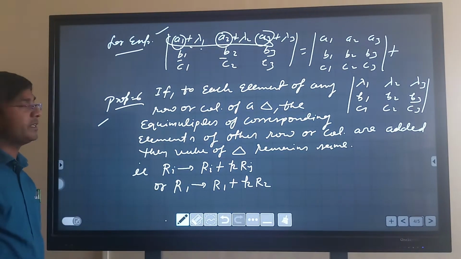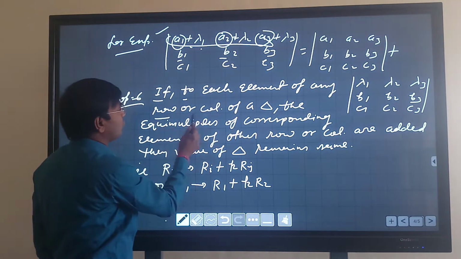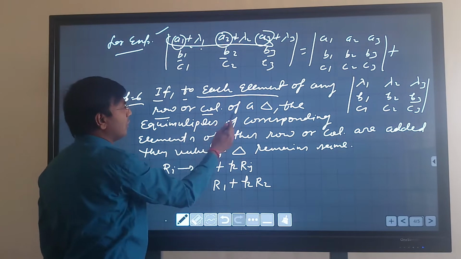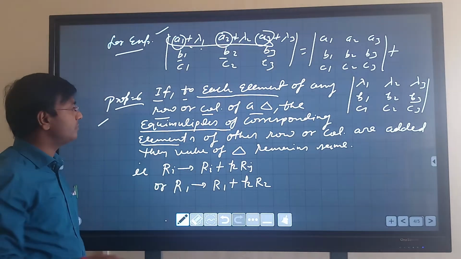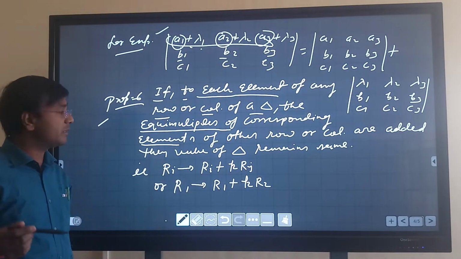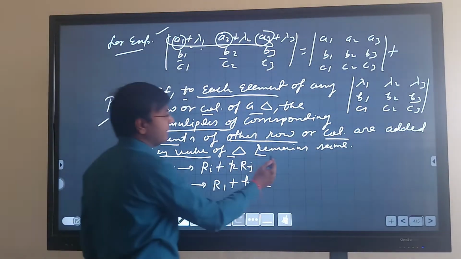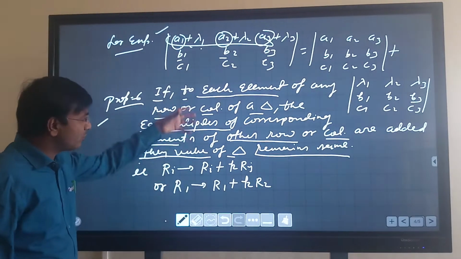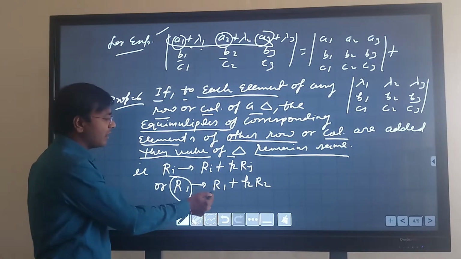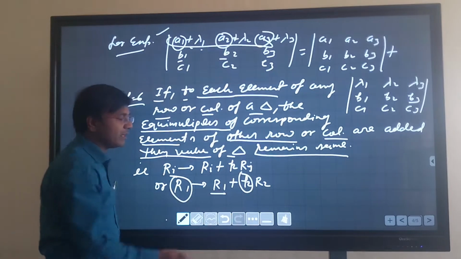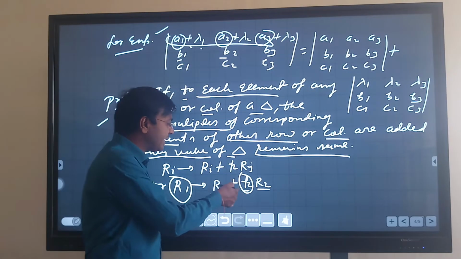Now the last property 6. If to each element of a row or column of a determinant, the equimultiples of corresponding elements of other rows or columns are added, equimultiples, that is equal multiples, then the value of determinant remains same. So what is the conclusion of these 4 lines? That any row, that is R1, can be expressed as R1, that is same row, plus we can multiply by the constant k to any other row, like R2 is there, and we can add into this.